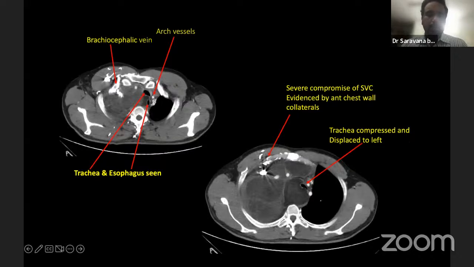This is a CT section showing the trachea anteriorly and the esophagus posteriorly, which is very narrow. You can see the arch vessels lying around the mass, and the trachea is pushed towards the left side. This is the left side, and this is the right side. This is the mass, the trachea is pushed towards the left, and below is the esophagus. In the lower diagram, you can see that the trachea is compressed and displaced to the left side.